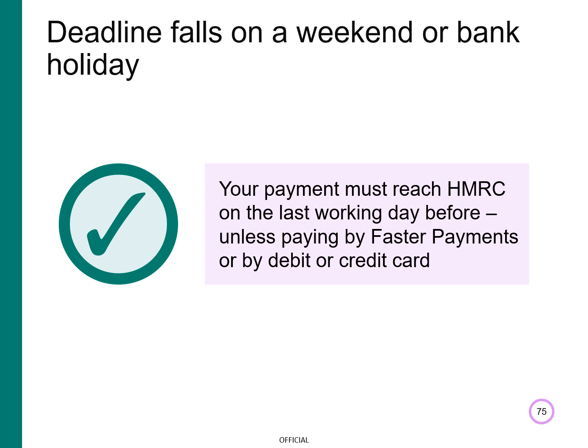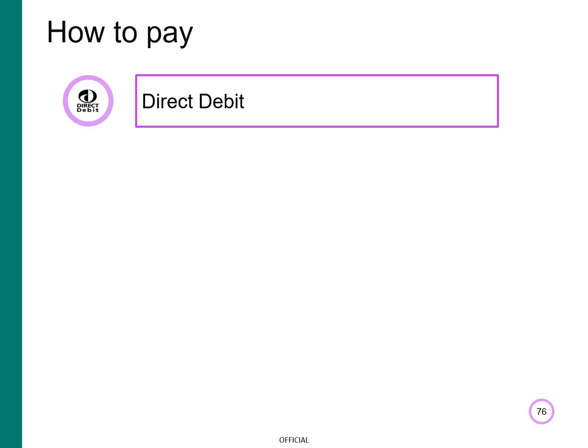If the deadline falls on a weekend or bank holiday, you need to make sure your payment reaches us by the last working day before. That is, unless you're paying by faster payments or by debit or credit card. You can set up separate direct debit payments so HMRC can collect single payments on the 31st of January and 31st of July. To pay by direct debit, you need to use your HMRC online account.